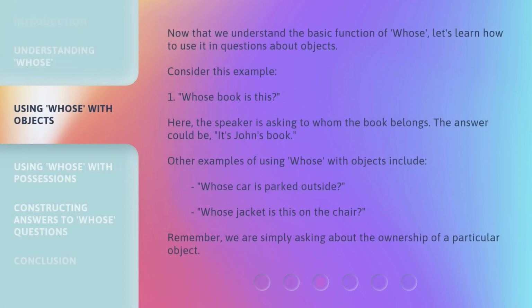Now that we understand the basic function of whose, let's learn how to use it in questions about objects. Consider this example. 1. Whose book is this? Here, the speaker is asking to whom the book belongs. The answer could be, it's John's book. Other examples of using whose with objects include, whose car is parked outside? Whose jacket is this on the chair? Remember, we are simply asking about the ownership of a particular object.